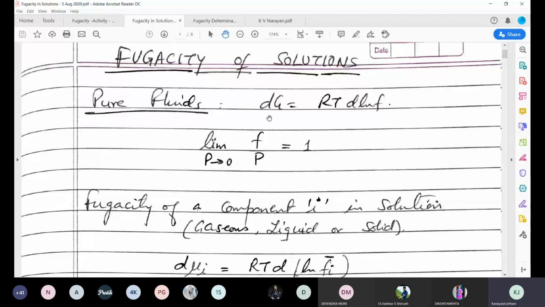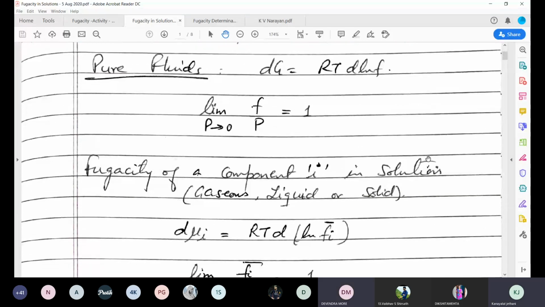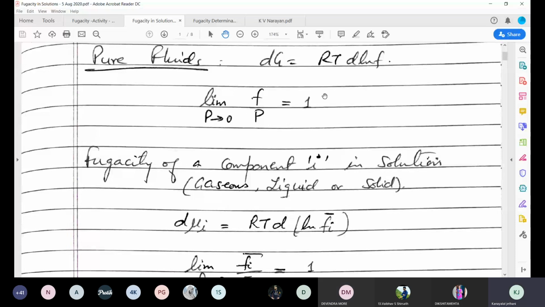So for pure fluids, we have seen dg is equal to RT d ln f, and this is how we define the standard state, right? Limit of f by P at low pressure is equal to 1. देवेंद्र याद आ रहा है ये? Yes, sir. This is how we define standard state. Because we can't do this, we define it related to pressure. That means at very low pressure, f by P is equal to 1.